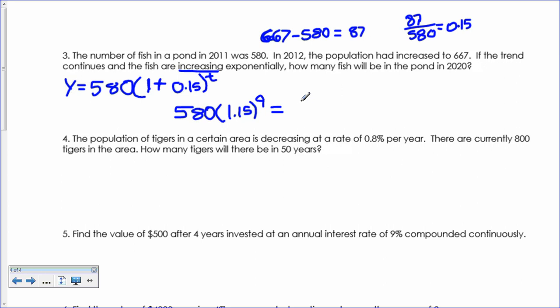So go ahead and plug that into your calculator. You're going to get 2040. We usually don't use decimals in these kinds of questions because you don't want to consider a part of a fish, right?